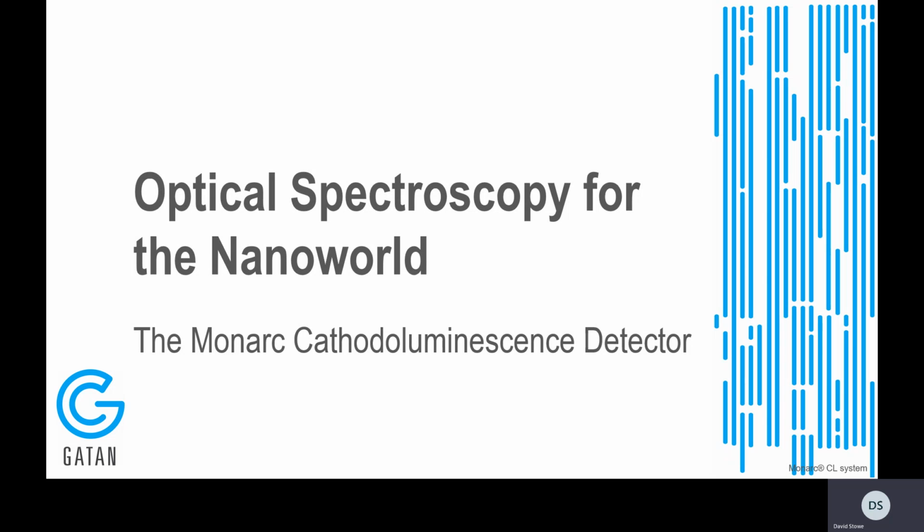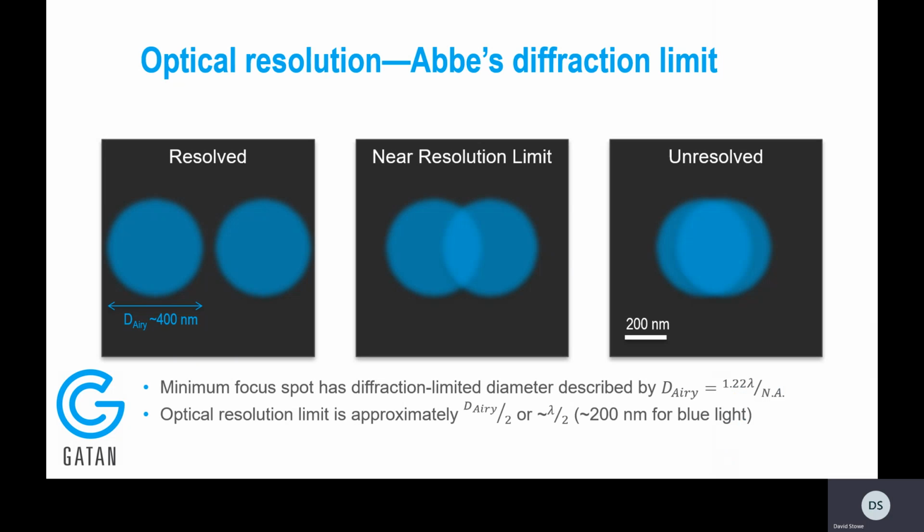Today, I'm going to discuss optical spectroscopy for the nanoworld, and in particular, an analytical technique called cathodoluminescence. Many of you will be aware that there is a fundamental limit to the spatial resolution of optical microscopies and spectroscopies due to effects of diffraction. In a perfect optical system, that resolution limit is about half the wavelength of the light used in the illumination. So in the best case of blue light, around 200 nanometers.